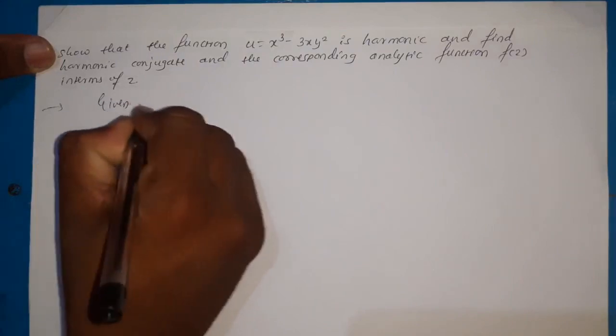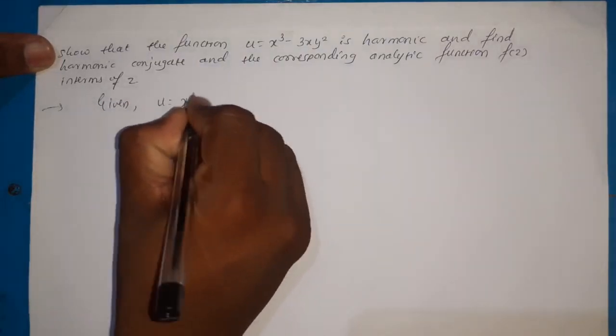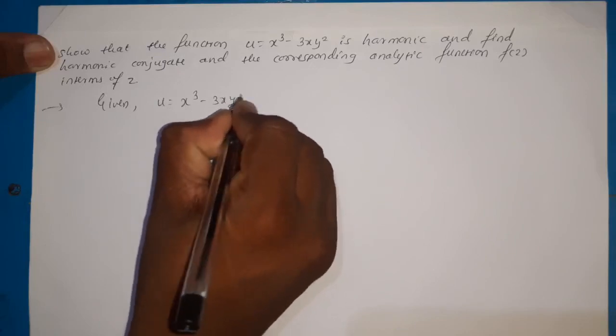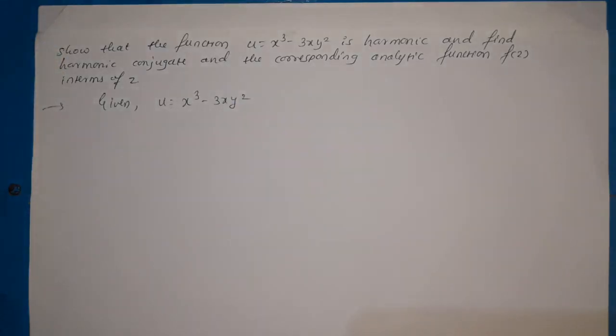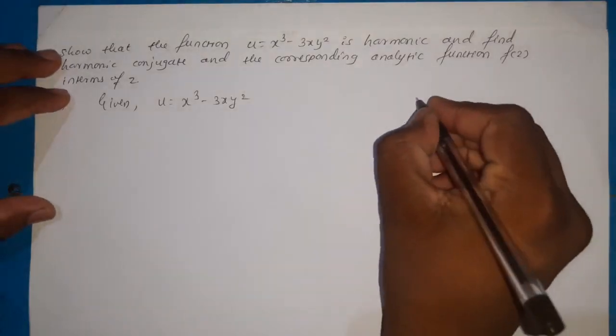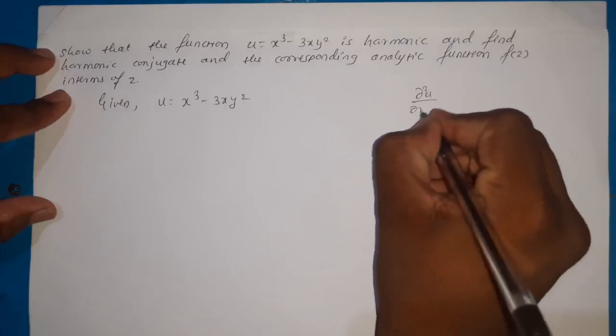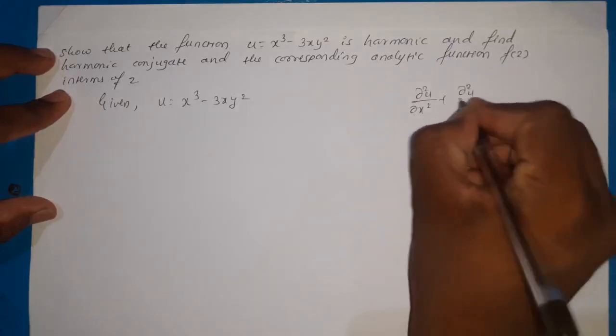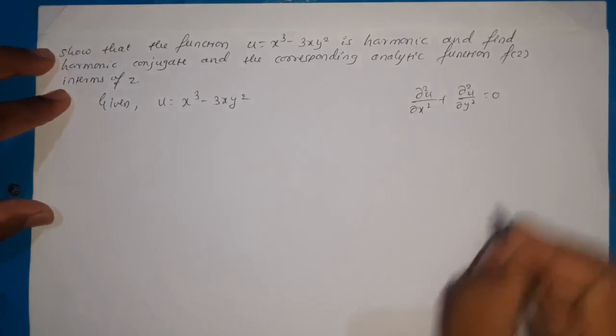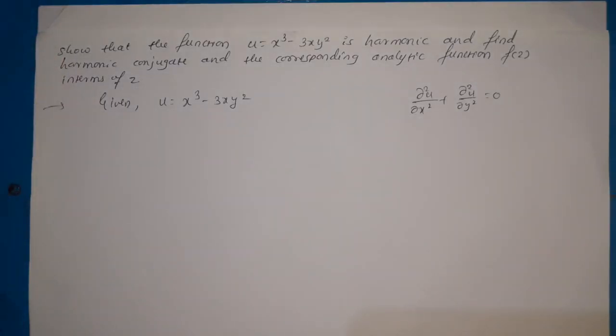Given u is equal to x cube minus 3xy square. To prove it is harmonic, we should satisfy the Laplace equation. Here the Laplace equation is dou square u by dou x square plus dou square u by dou y square equal to 0. This equation must be satisfied by u, then only it is considered a harmonic function.